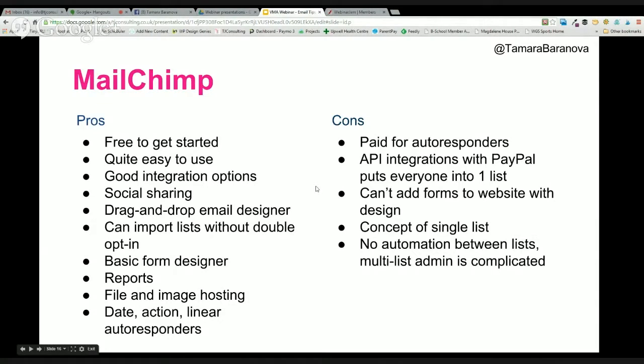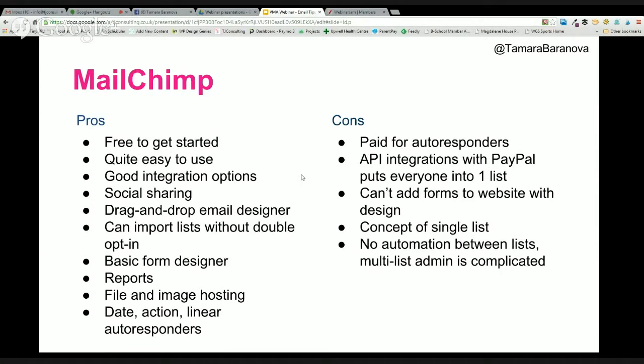If you use API integrations with certain systems like PayPal, then through the integration, everyone will get put into the same list. So you won't be able to actually distinguish, when people buy something through PayPal on your website, whether they bought an MP3 download, a coaching course, or attendance at an event. So there's no way for you to segment and then send more targeted campaigns.